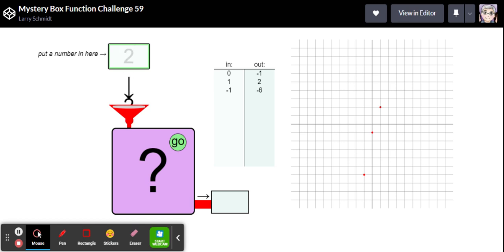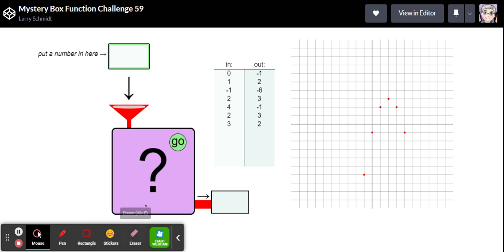Let's try a 2. All right, 2 is up at 3. Let's try a 4. And I skipped 3. Let's go back and try a 3. Oops, that was a 2 again. Let me try 3. Okay, so it looks like we're getting some symmetry here around that line x equals 2. So I'm thinking this is probably a parabola, and it looks like it's downward facing.